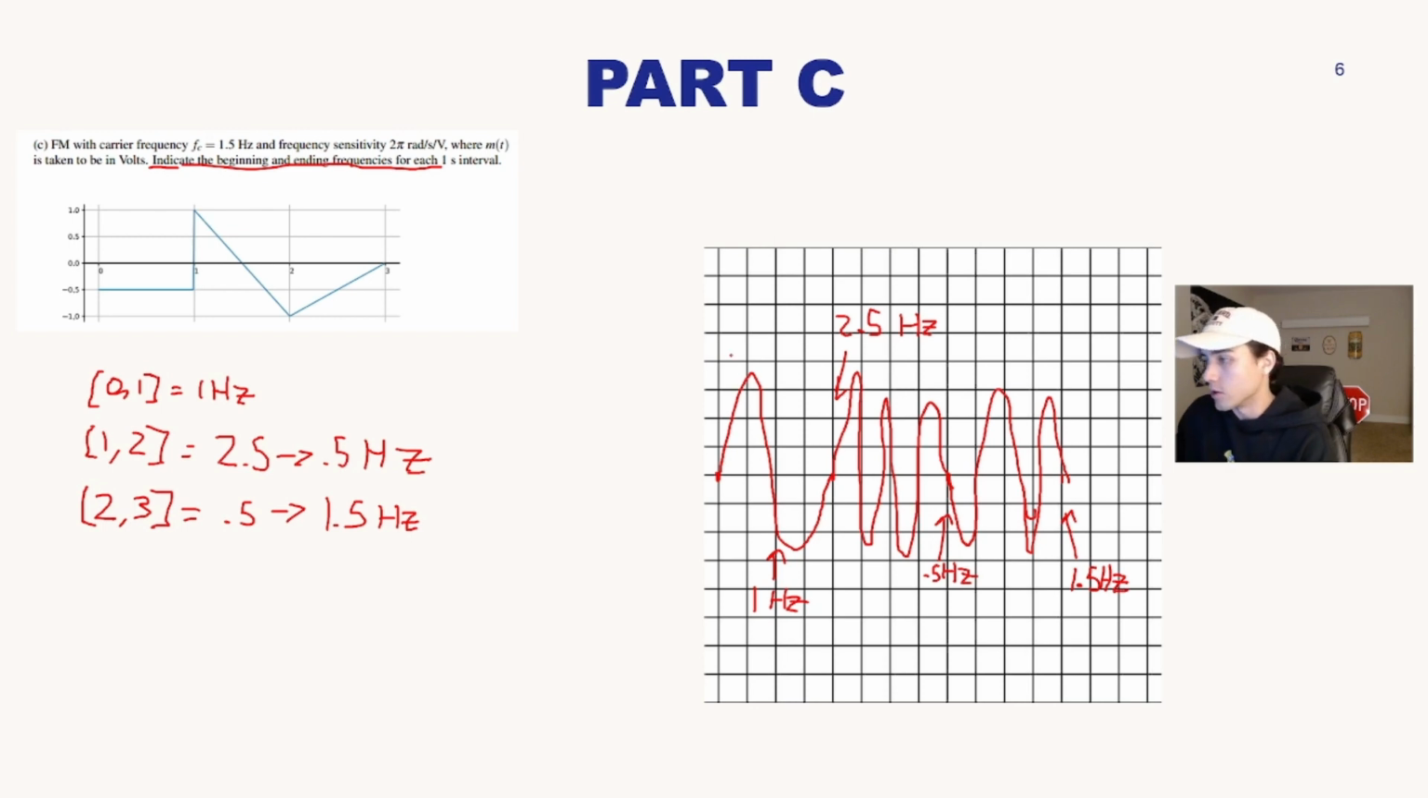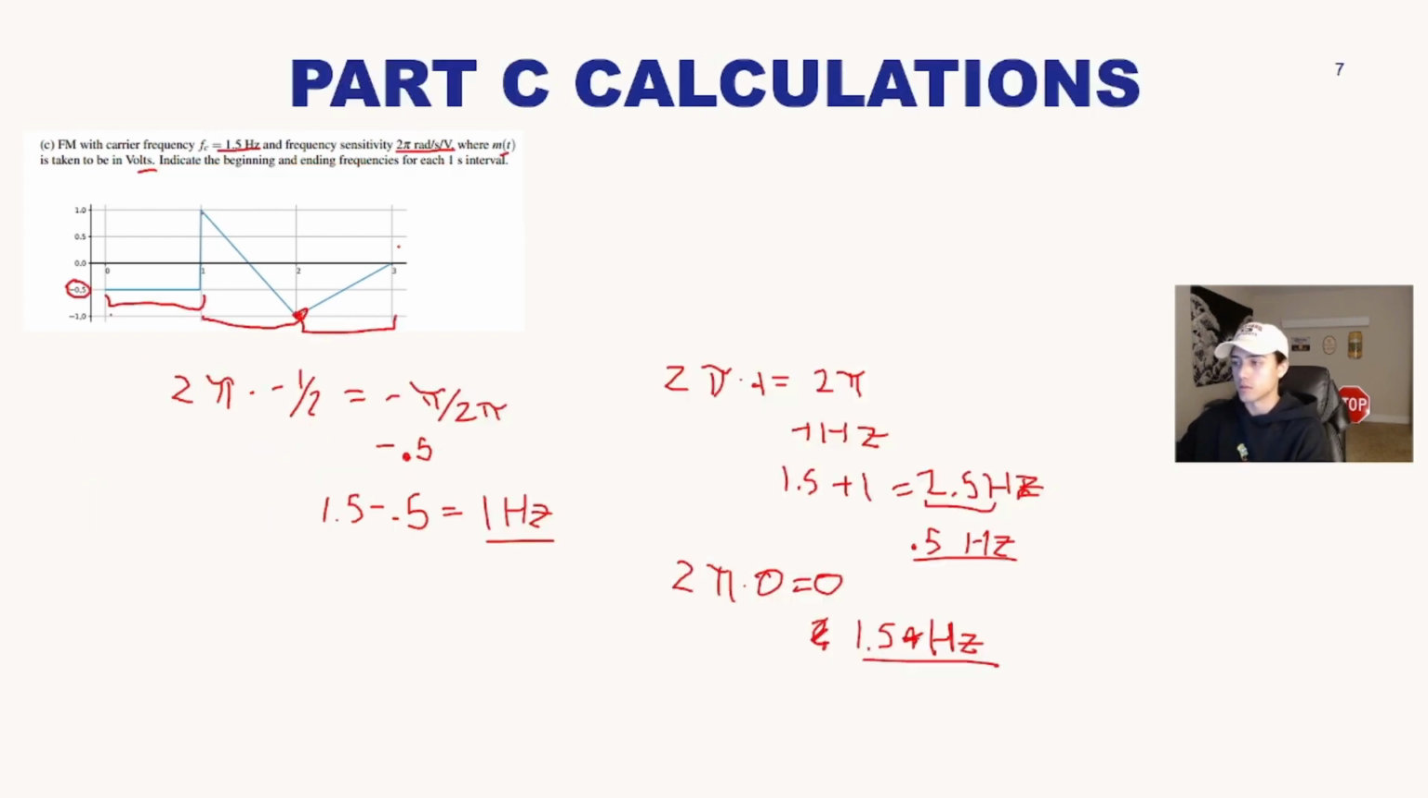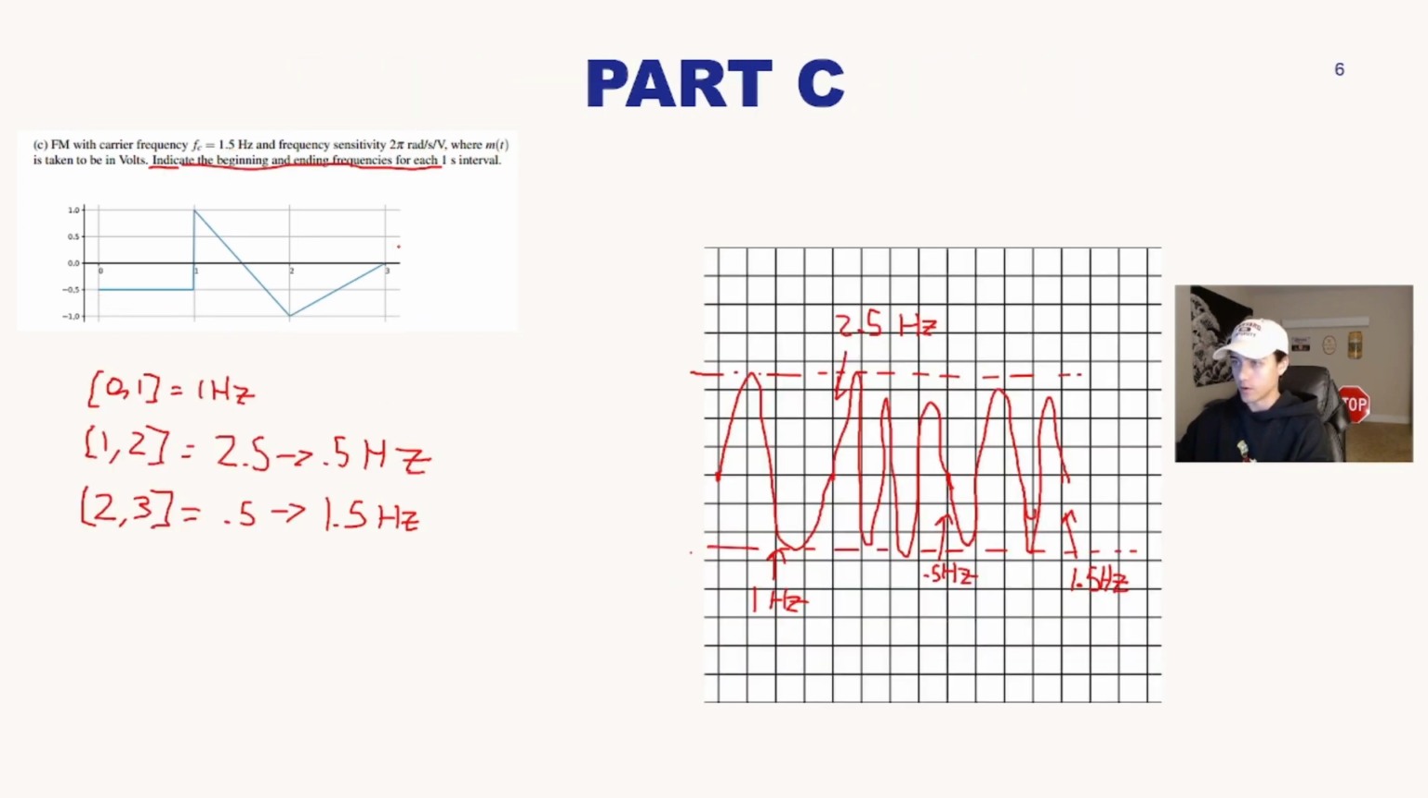Now, let me be clear. All of these amplitudes should be the same. I just suck at drawing. So the only thing that should be varying here, since it's frequency modulation, is the frequency between the peaks. So just to make that clear. And that's your answer for part C, as well as the calculations. The calculations should be very, very, very simple.